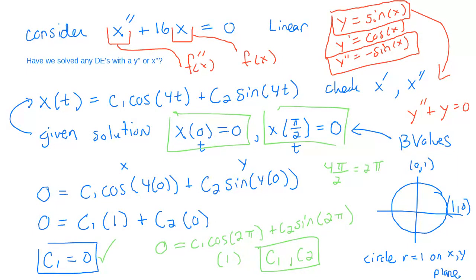Once you get C1 and C2, you plug them back into here. Basically, if you pick these boundary conditions, you get a certain type of solution that satisfies the boundary conditions. So that's the whole deal there. That's the main concept.